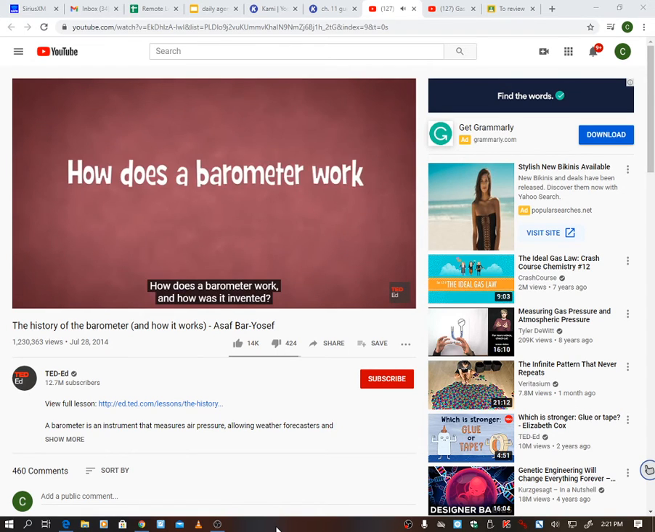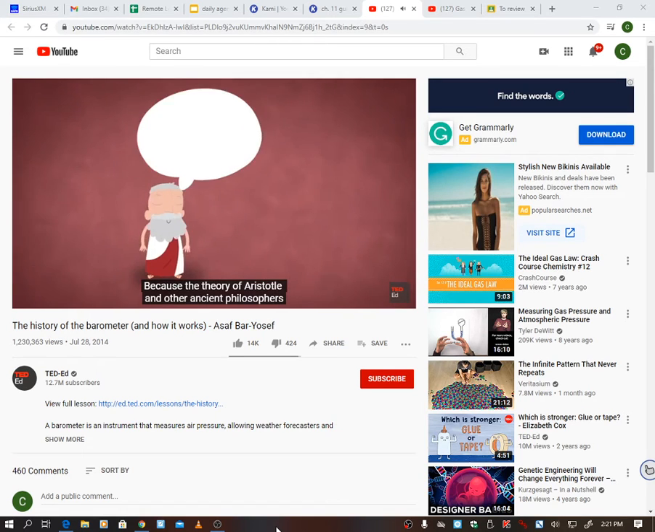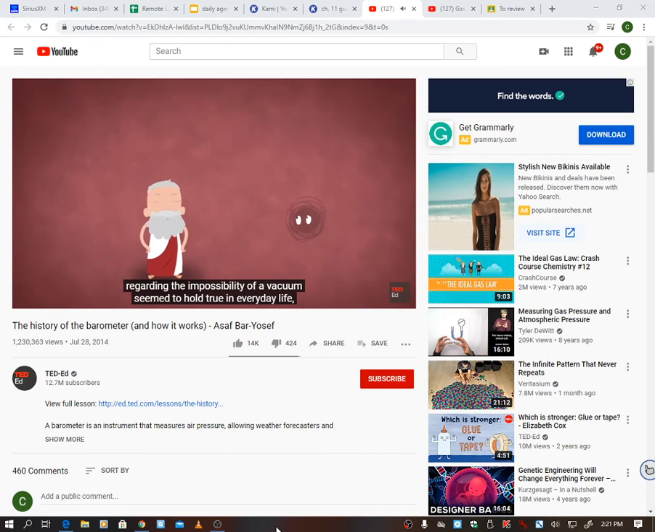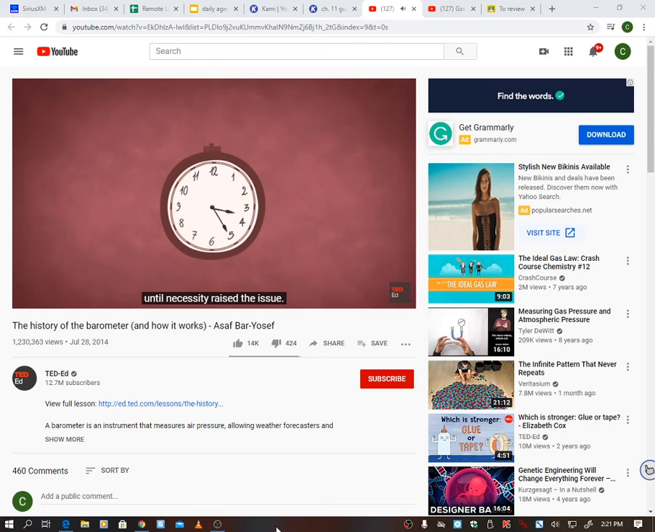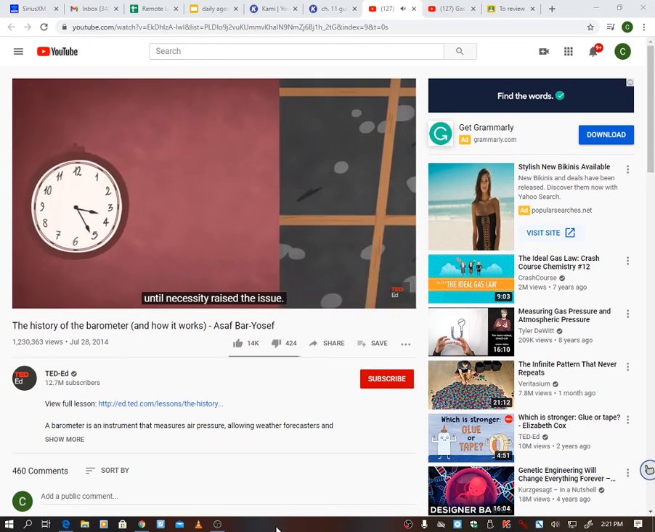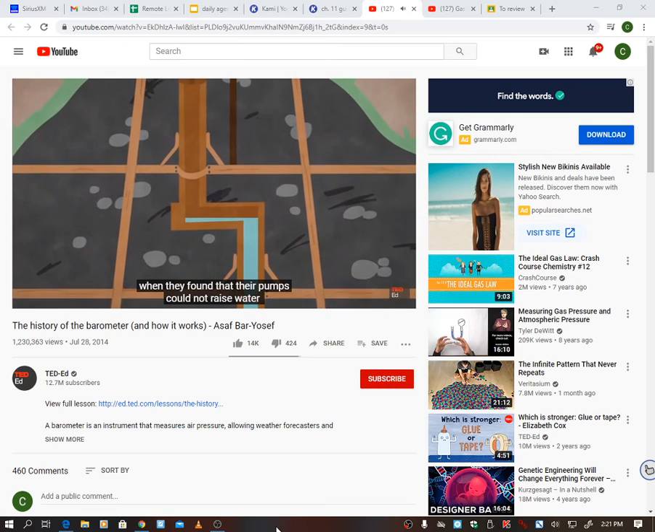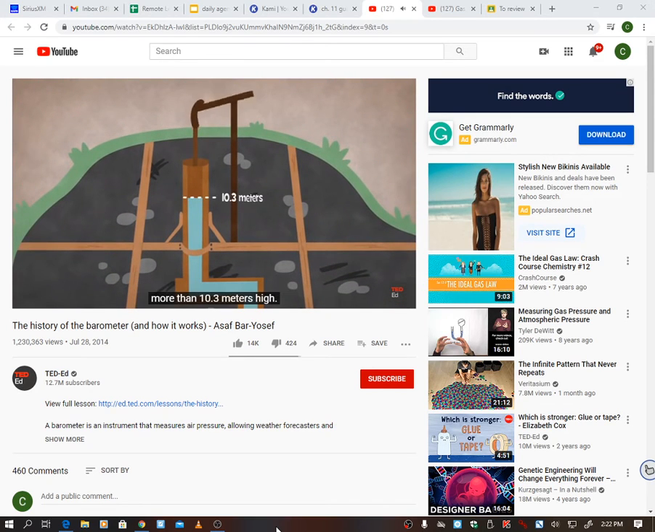How does a barometer work, and how was it invented? Well, it took a while. Because the theory of Aristotle and other ancient philosophers regarding the impossibility of a vacuum seemed to hold true in everyday life, few seriously thought to question it for nearly 2,000 years, until necessity raised the issue. In the early 17th century, Italian miners faced a serious problem when they found that their pumps could not raise water more than 10.3 meters high.